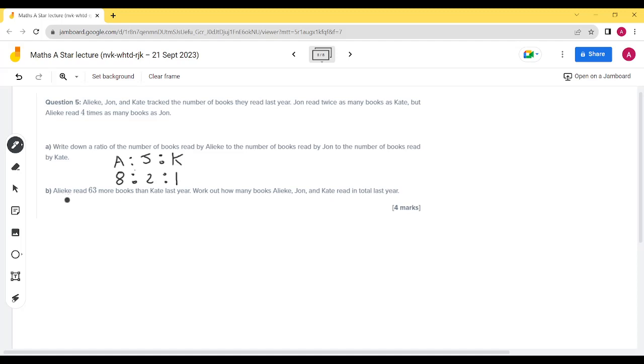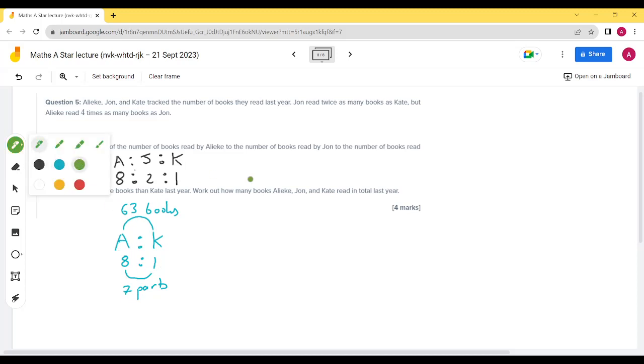And then underneath, we're told Alik read 63 books more than Kate last year, and we need to work out how many books they read in total. So we could just draw out our ratio. It's like one we had earlier. We're only worried about A and K right now. So we know between them is 63 books. And in the ratio, they're 1 to 8. So we also know between them there's 7 parts, because Alik has 8 minus the amount of parts for Kate, so there's 7 parts.